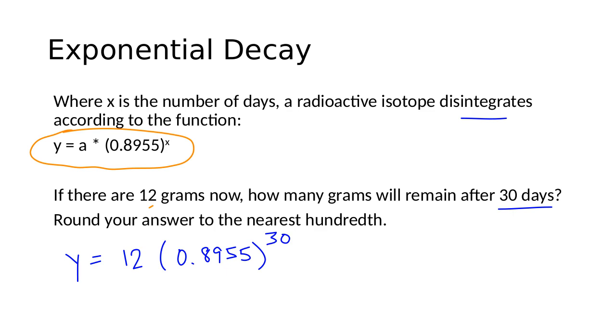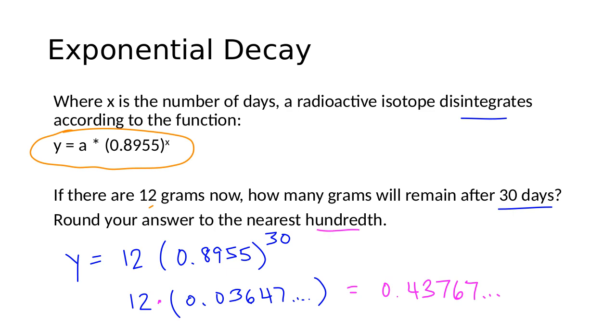The first thing we'll do is raise 0.8955 to the 30th power, and we'll get 0.03647. And we'll just leave that number sitting there on our calculator because we only have one more step, and that's multiply by 12. And when I multiply by 12, I get 0.43767.